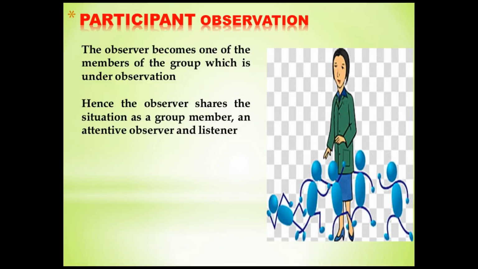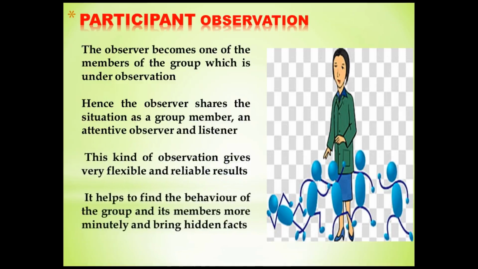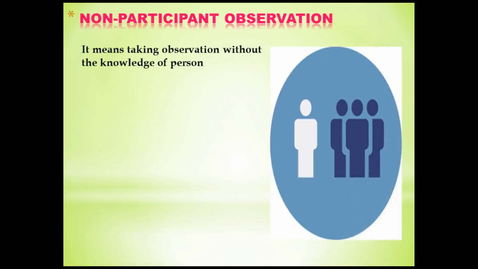This kind of observation gives very flexible and reliable results. It helps to find the behavior of the group and its members more minutely and bring hidden facts. Now let's see about non-participant observation. It means taking observation without the knowledge of person. Observation is conducted in a natural situation.